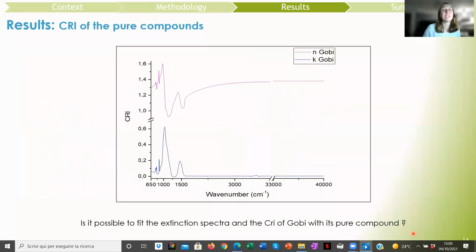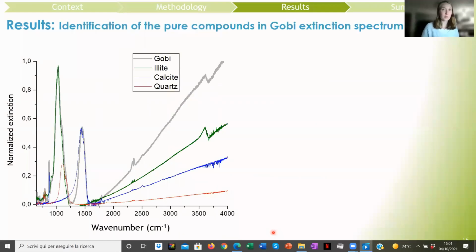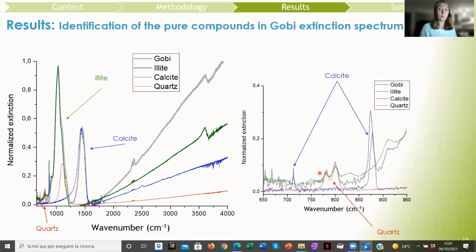And finally, the refractive index of Gobi. We will check now if it's possible to explain the extinction spectra we saw before and this CRI of Gobi with the CRI and extinction of the pure compounds. Let's first focus on the extinction spectra. We will try to identify the pure compounds. Here you have Gobi, the main one in gray, and here you have all the extinction spectra of the pure compounds. Here you have the green one, which is highlighted. So we can identify in Gobi, highlighted, calcite. And in that part, we can also identify quartz. We do a zoom, this double peak, and also again calcite with this peak.